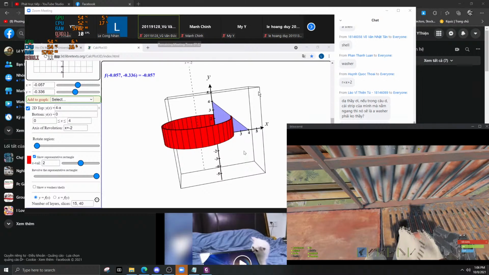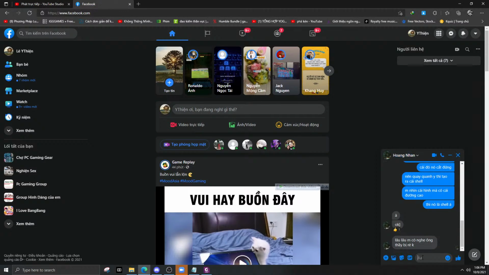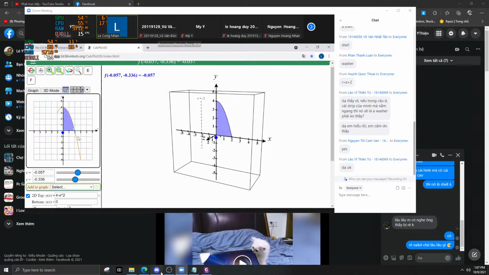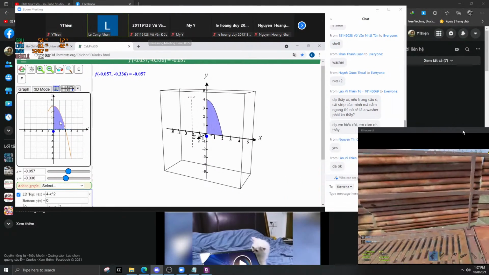Problem 26. We have the region D bounded above by the parabola y equals 4 minus x squared, and bounded below by y equals 0, for x from 0 to 2. Okay. So here is the parabola y equals 4 minus x squared, bounded below by the x-axis. So we have the two-dimensional region D.